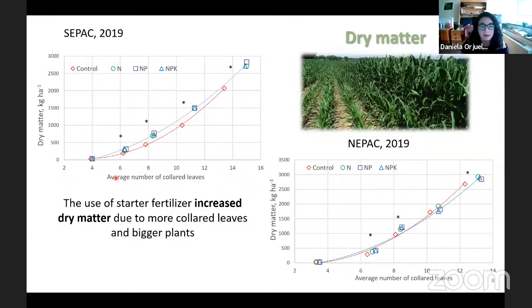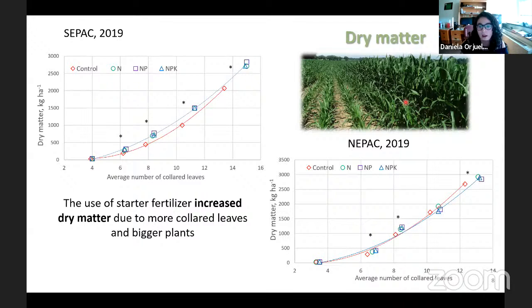So this graph is showing that around V6, the plants were accumulating dry matter differently. So plants with the starter fertilizer had more dry matter accumulation than plants with control. And this difference keeps getting bigger and bigger across the season. And around V14, even though the plants with the starter will have around 15 leaves, and the plants without the starter, the control, will be around 13 to 14 leaves, we will see a higher difference in dry matter accumulation. So this means that plants either are bigger, have more leaves, or can be taller.